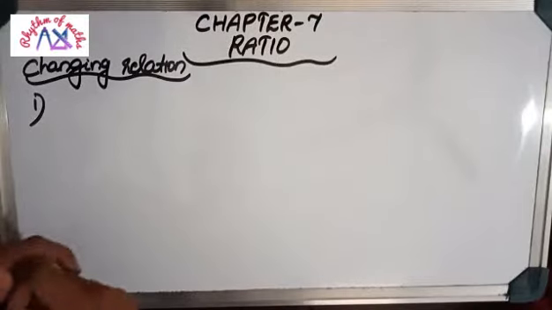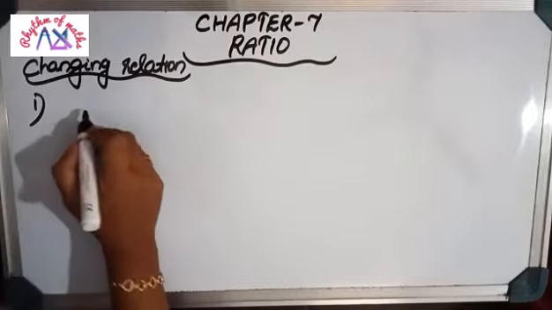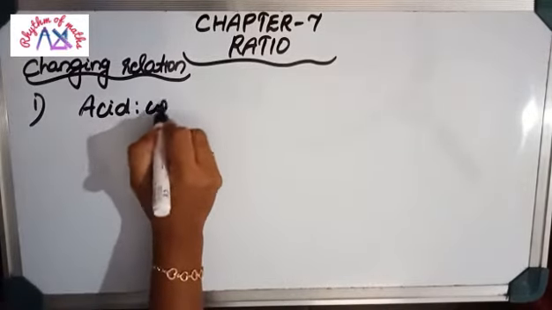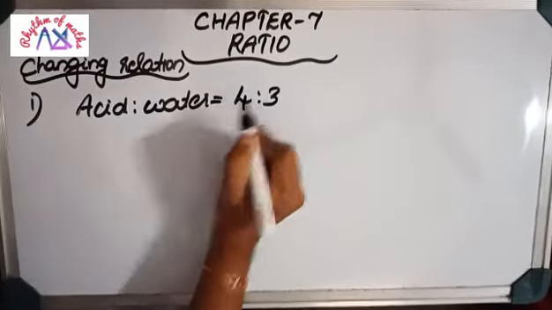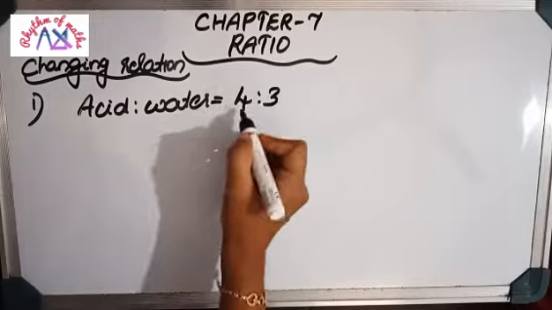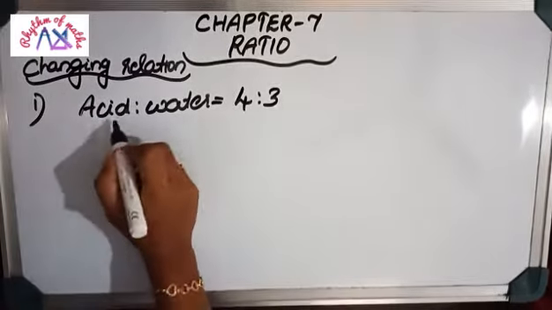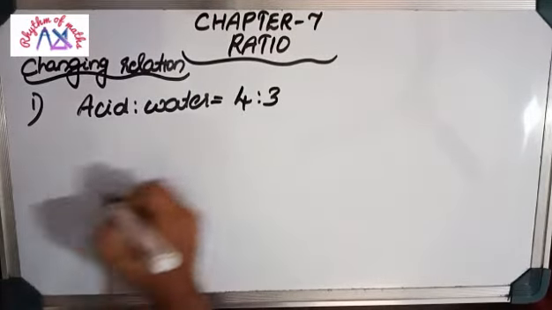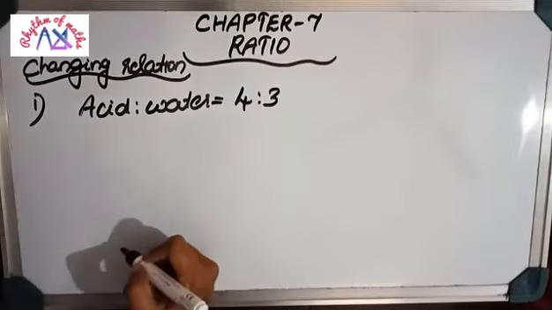In this question, acid and water ratio is given. To make a new liquid, acid and water are mixed in the ratio 4:3. Four parts of acid are added into that liquid, and 3 parts of water are also added into that liquid to create a particular liquid. So acid to water is 4:3, given.